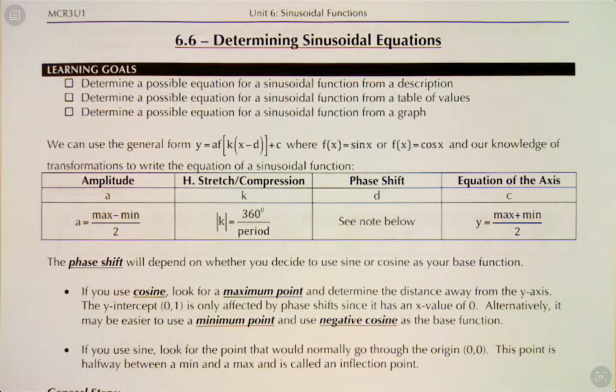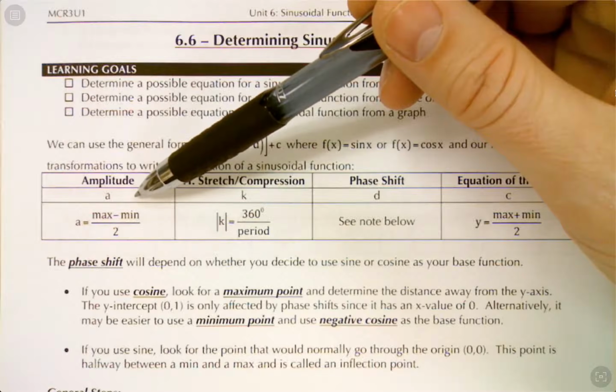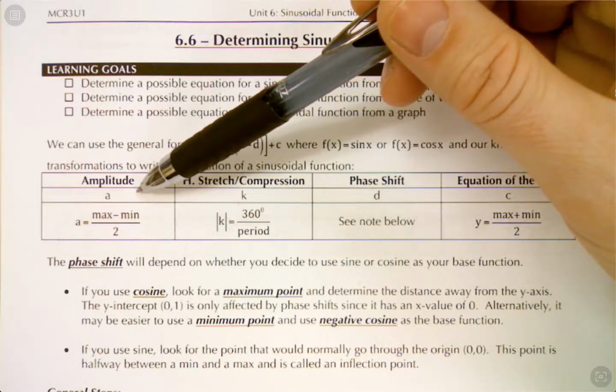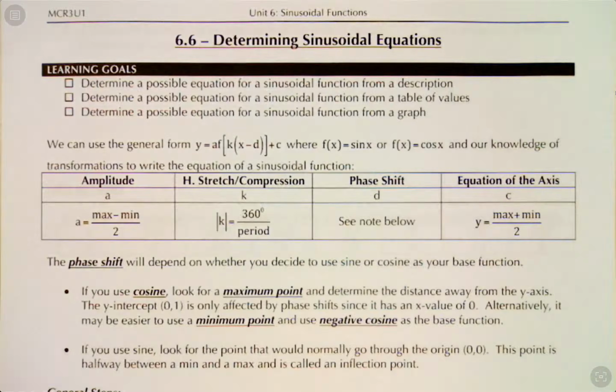Now, when we're talking about sinusoidal functions, they have additional qualities. Amplitude also represents a. Now, a still represents vertical stretch or compression, but we have a secondary name for it, as it's a secondary characteristic of sinusoidal equations called amplitude. And this is helpful when trying to determine the equation of a sinusoidal function, because we can determine the amplitude by doing max minus min divided by 2. So we'll take advantage of this when trying to find the equations.